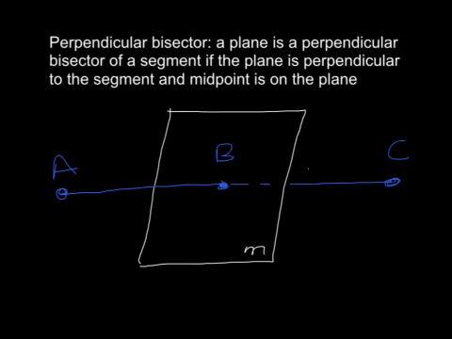To finish up this construction, we'll have to say that the segment is perpendicular to the plane, which means that it's at 90 degrees. And then we also have to say that it's a bisector, meaning that B is the midpoint, so AB is the same distance as BC.